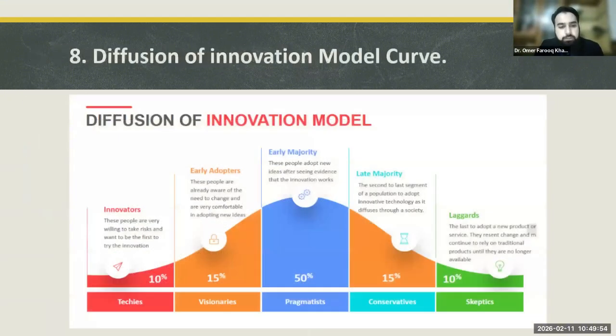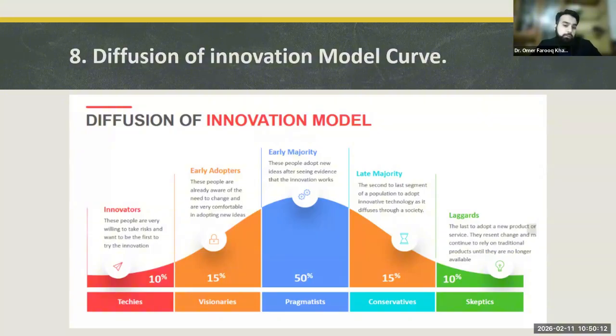So this is another diffusion of innovation model. This model is based on technological advancement. So that is why it calls for 10%. Otherwise, innovators are only 2.5%. So these people are very willing to take risks and want to be the first to try the innovation.